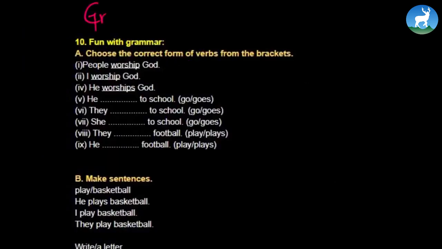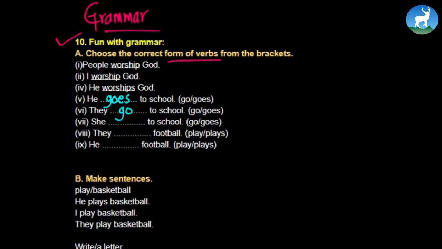Okay, now we come to the grammar portion. It's called Fun with Grammar. Choose the correct form of verbs from the brackets. People worship God. I worship God. He worships God. How about this one? Number 4. He blank space to school. He go to school, or should it be he goes to school? Of course it is he goes to school. They in fact go to school.